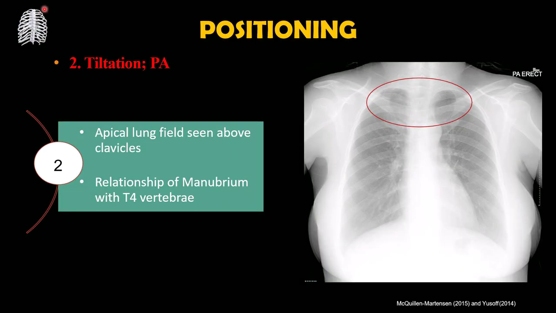Next, the second criteria is to seek evidence of tilting. This image of PA chest shows decrease in apical lung field seen above the clavicle. However, the manubrium is demonstrated superimposing with the T4 vertebra. The lung and the heart are also shown without foreshortening. Hence, this indicates that there is no tilting of the patient's superior mid-coronal plane.